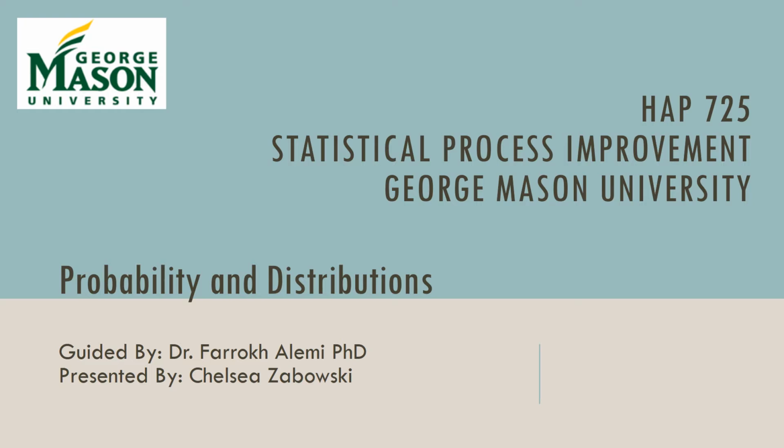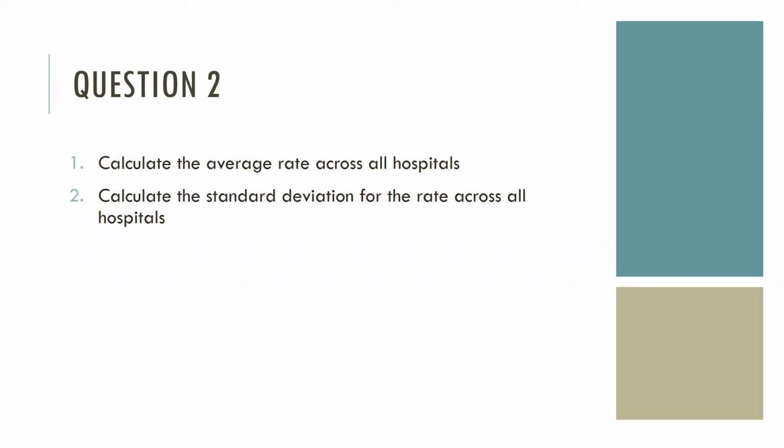This presentation on probability and distributions using CMS Hospital Compare data was prepared as part of the HAP 725 course during the fall 2019 semester taught by Professor Alemi at George Mason University, Department of Health Administration Policy. The problem we'll be tackling today is how to calculate the average rate and standard deviation of hip and knee replacement complications across all hospitals.